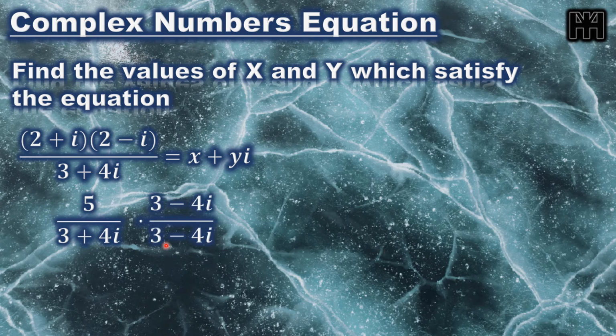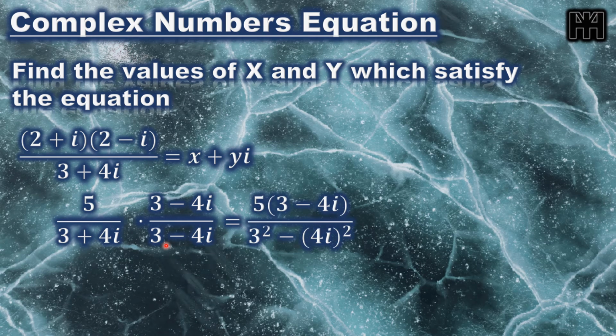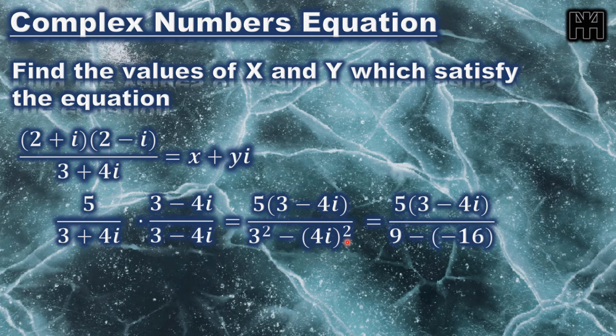Okay, it will be 5. We'll multiply 3 minus 4i and 3 minus 4i up and down. So we'll have 5 up there, 3 minus 4i over, we multiplied it by the conjugate, so it will be 3 squared minus (4i) squared. Simplify it more, we have 9 minus negative 16, as i squared will be negative 1, and 5, 3 minus 4i.